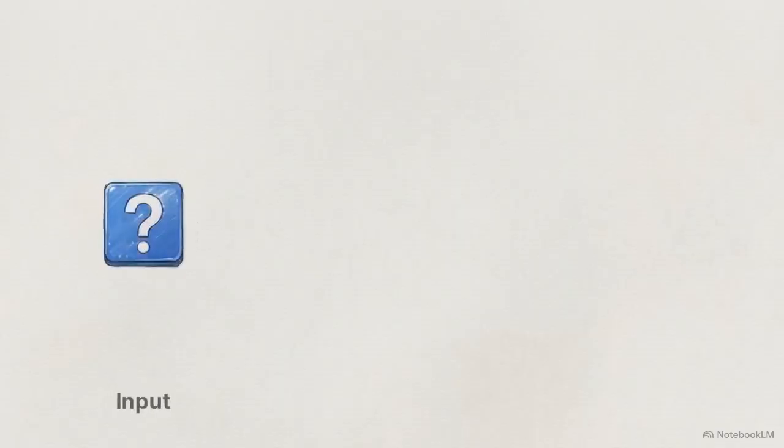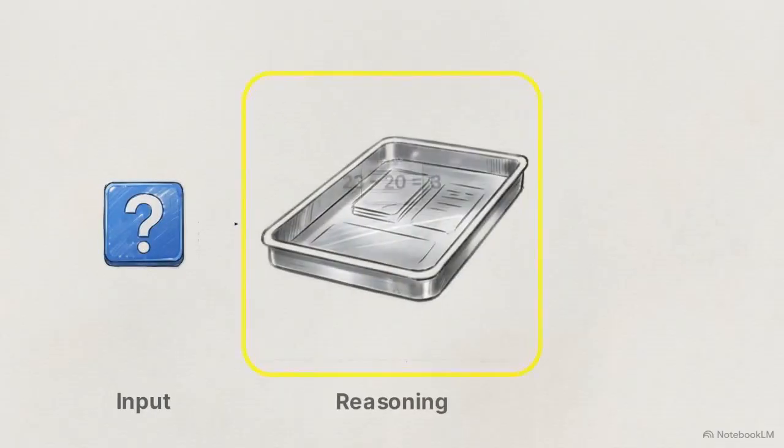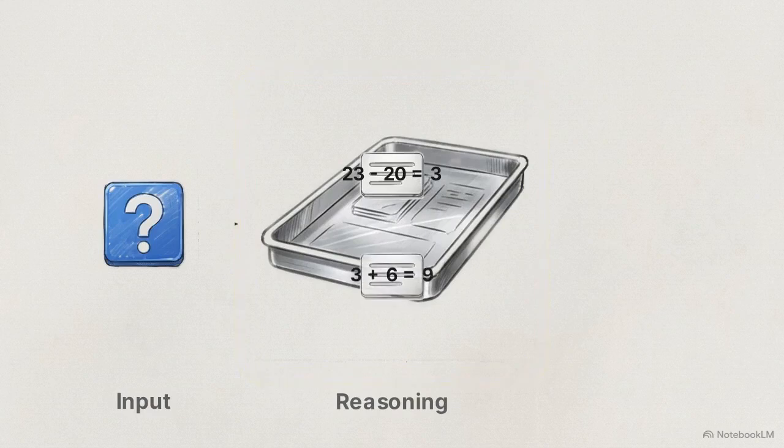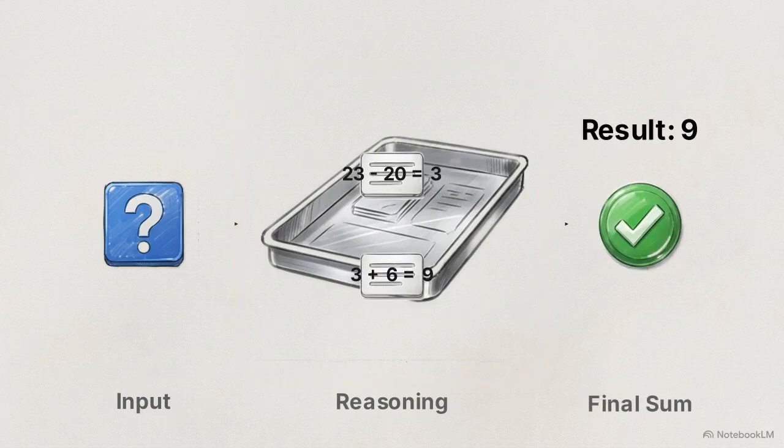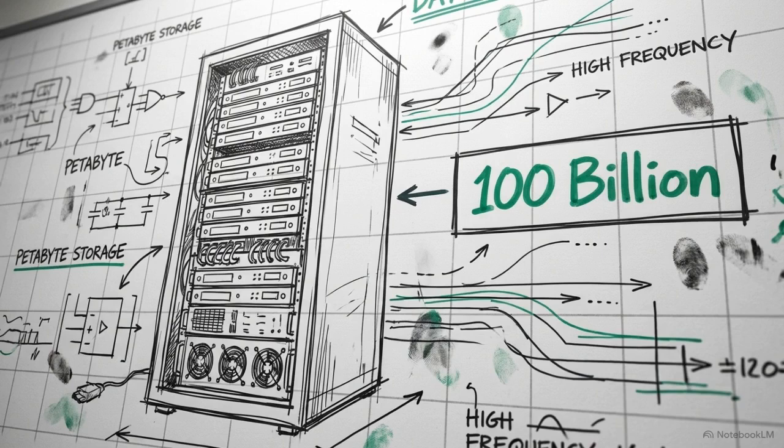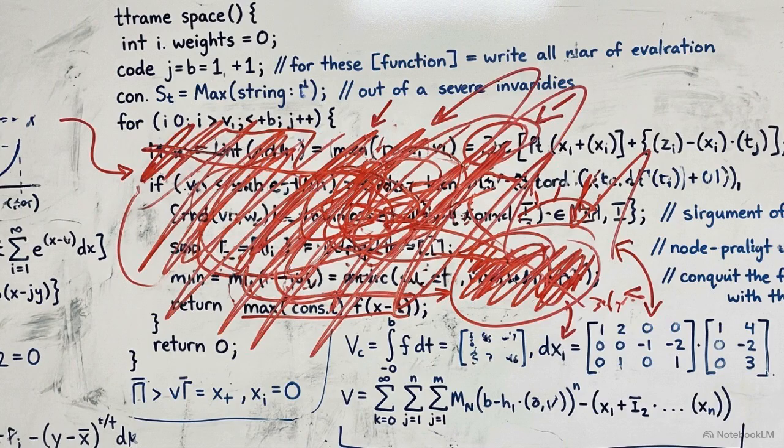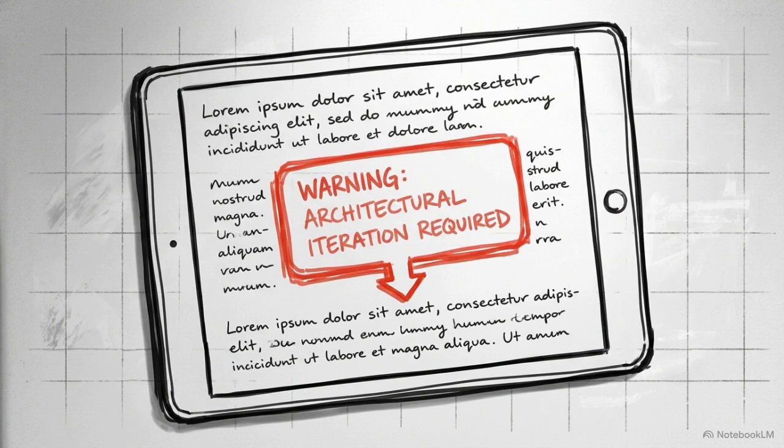In a math word problem, the model calculates the subtotals within the intermediate steps, adding those individual results together before outputting the final sum. There is a specific parameter threshold required for this logic to hold. Language models under 100 billion parameters often struggle with logical coherence across these steps. They frequently hallucinate intermediate facts, even if the final text appears fluent.